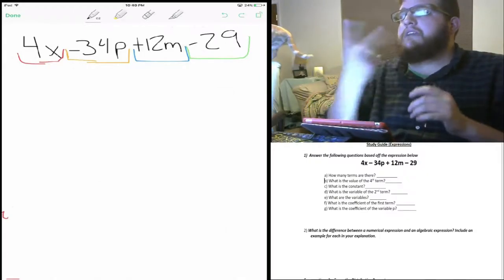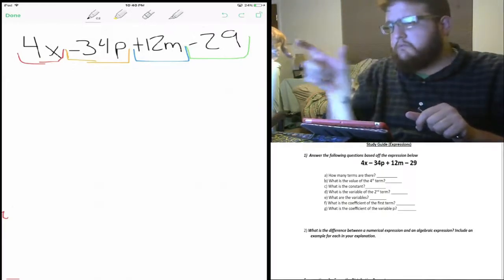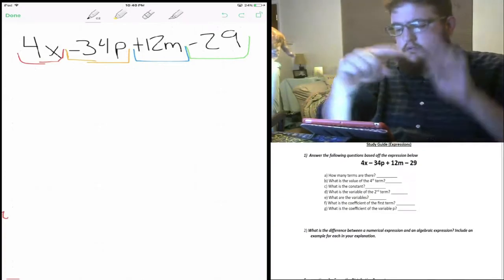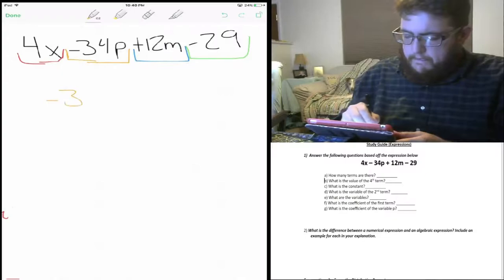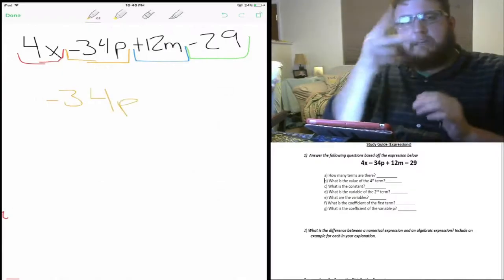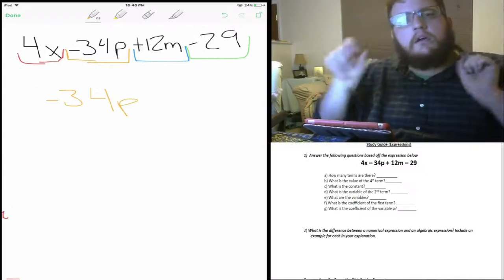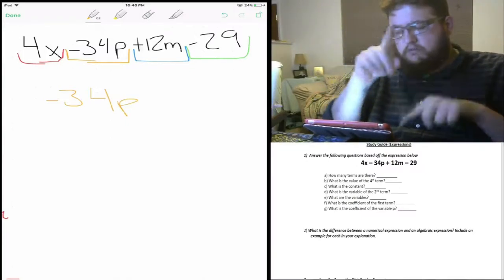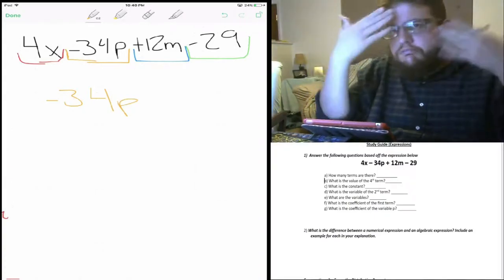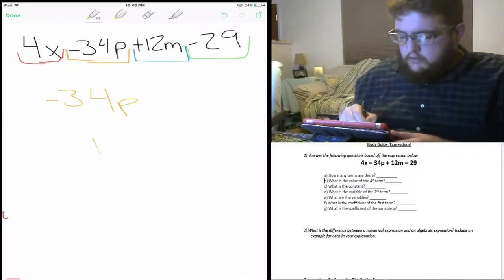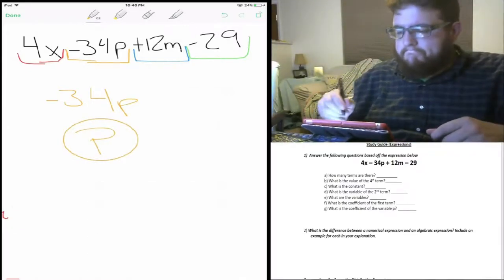D says, what is the variable of the second term? So remember, we have already set up our terms. We've separated them out, so we just have to find the second term, which is negative 34p. I think we kind of already talked about this one, but this is the second term, but it's asking us to find the variable of the second term. Well, remember, a variable is something that can vary. It's not a consistent thing. So in this case, the p is the variable in our second term.